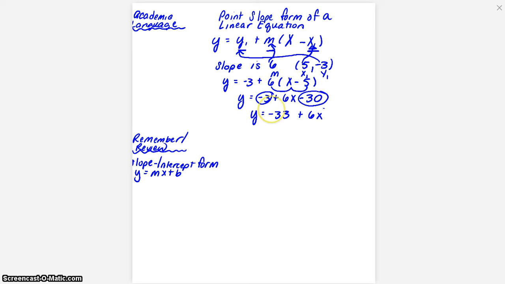So I've done two things here. This was my point-slope form, right? Point-slope. But when I simplified it, I was able to get slope-intercept, and I was able to figure out what? The actual y-intercept, which in this case is -33.